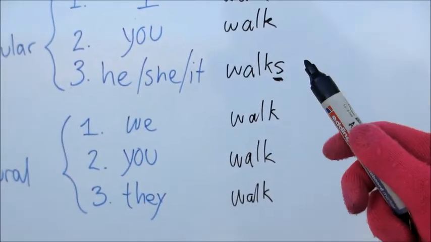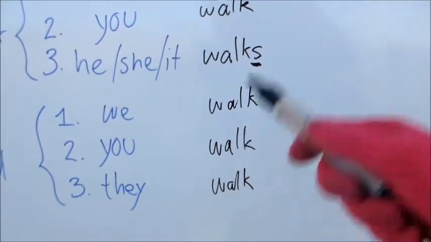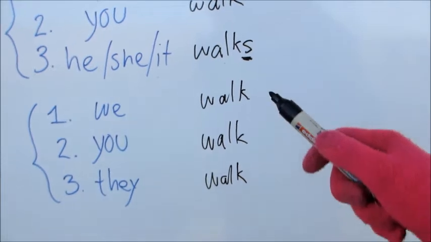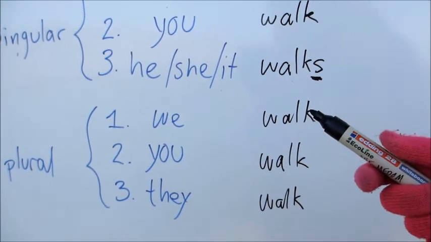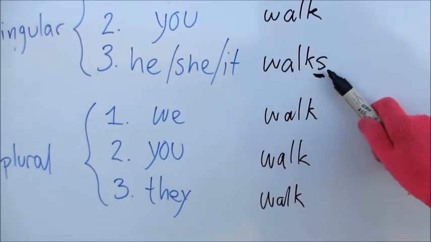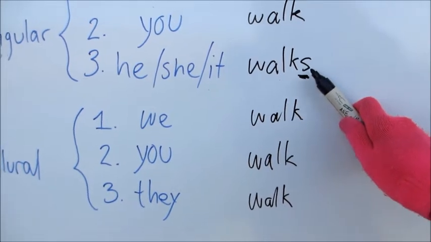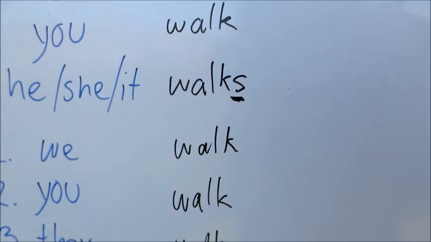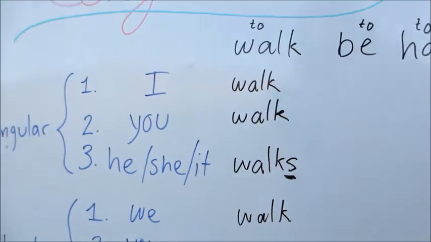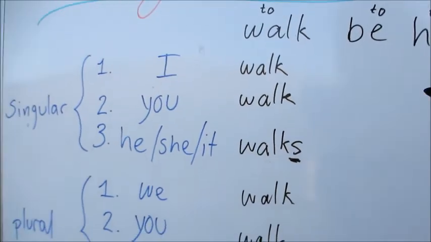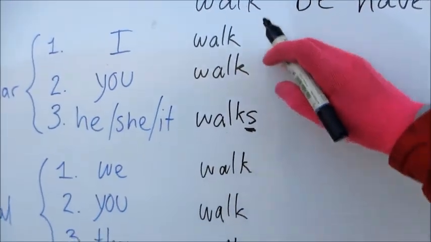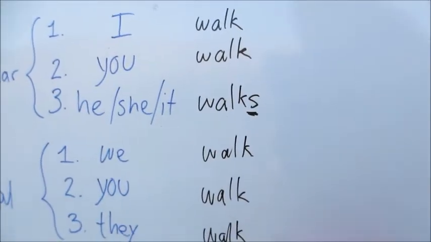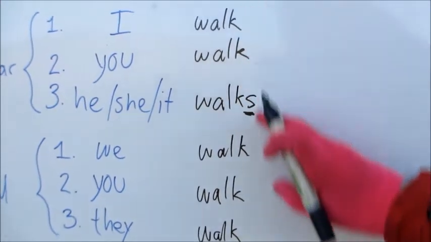So if you're talking about one person or one thing, that is not the person or thing you are talking to, then you have to put an s. You have to be careful with this, okay? Yes, and then we have a few words that are more complicated than this. There are some that are irregularly conjugated, so they will not look like this.